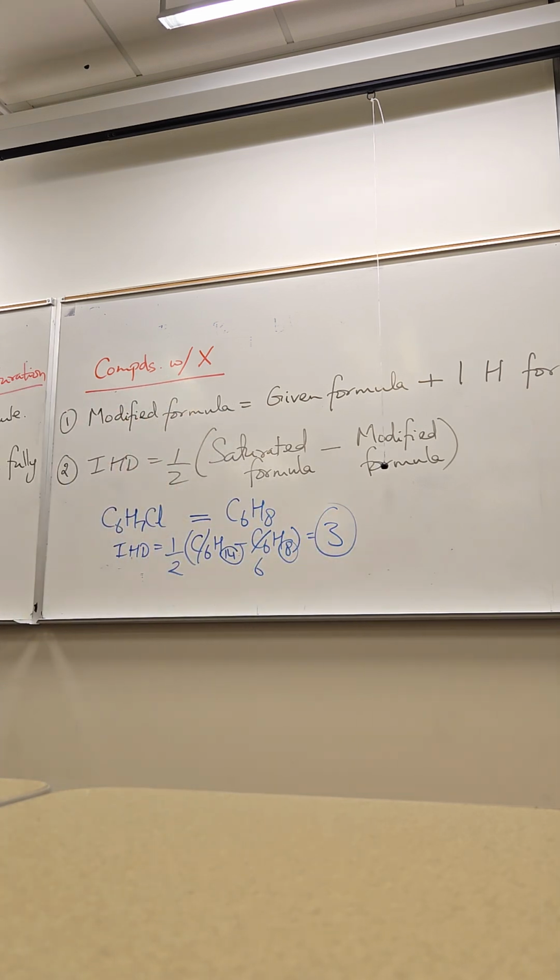Maybe 3 pi bonds, maybe 3 rings, maybe 2 pi bonds and a ring, maybe 2 rings and a pi bond, maybe a triple bond. All of those combinations are possible. Please remember, 1 IHD is 1 pi bond or 1 IHD is 1 ring. So any of those combinations are possible.